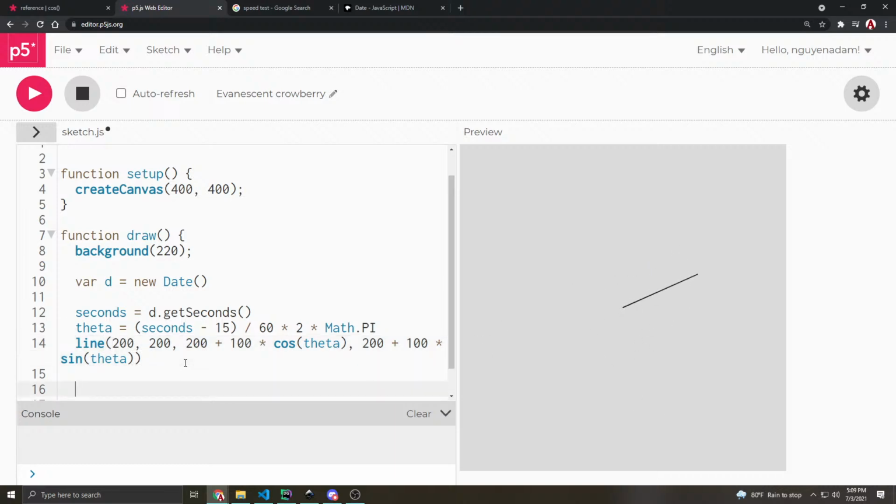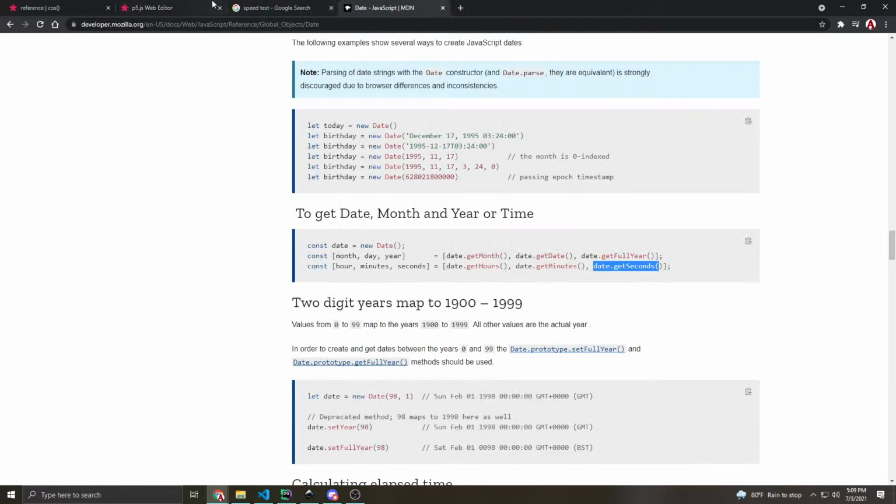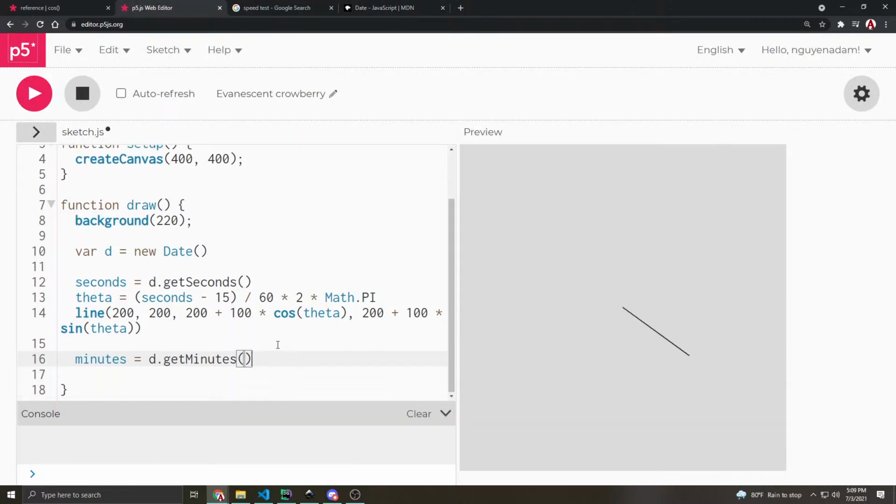For our minute hand, we can do a very similar thing. We say minutes equals d dot get minutes. I think it's get minutes. Yeah, get minutes. And then we can call this like m theta or something. We should have named the first one something else.